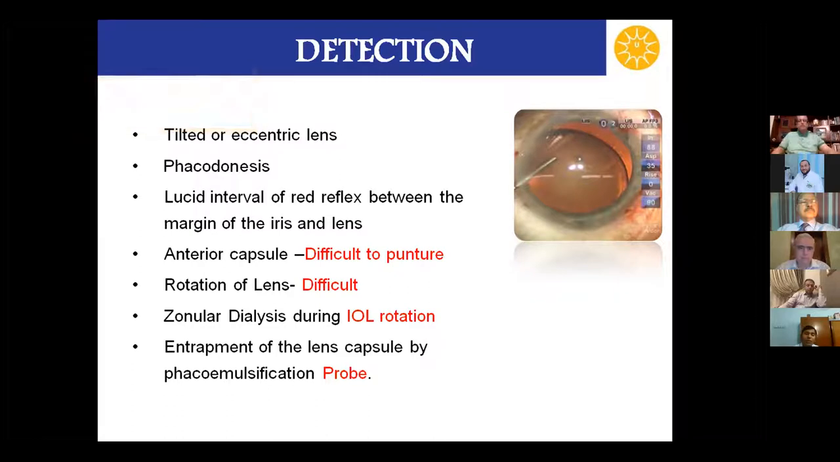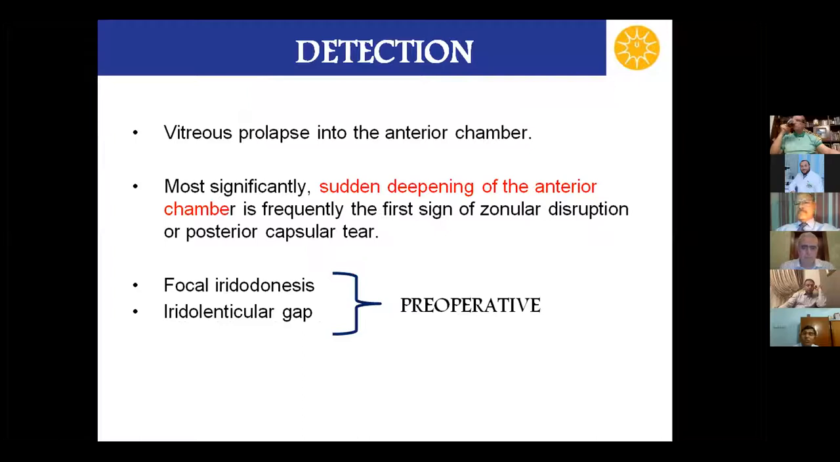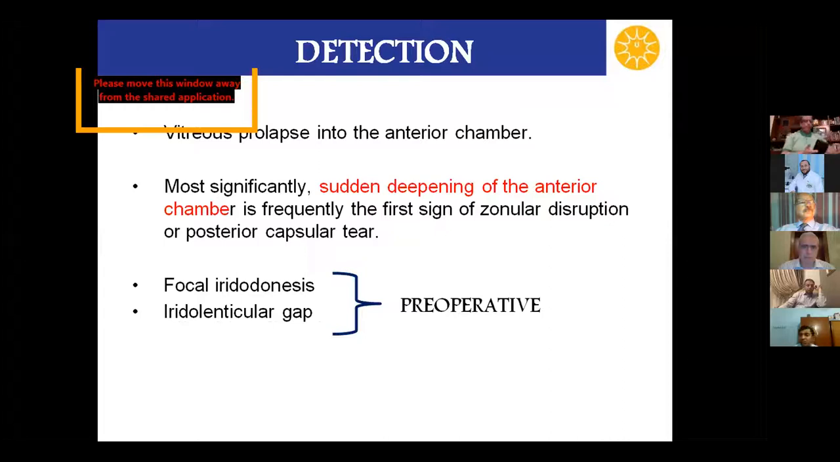Zonular dialysis can occur during eye rotation or lens rotation. Sometimes the lens capsule can be entrapped with the probe, and you can also notice vitreous collapse into the anterior chamber. Most significantly, sudden deepening of the anterior chamber is frequently the first sign of zonal disruption and posterior capsule rent.